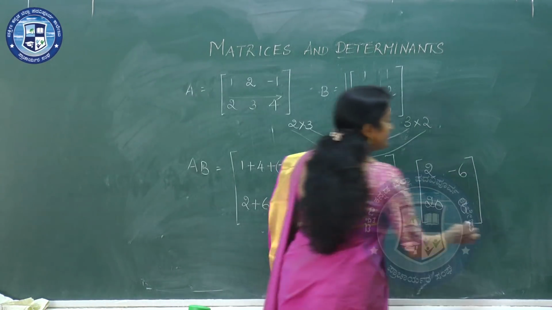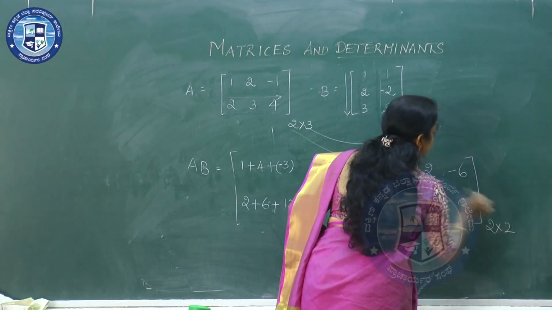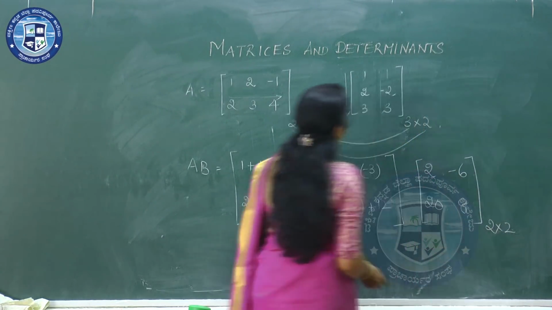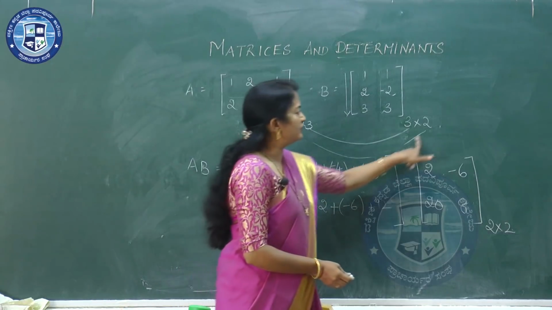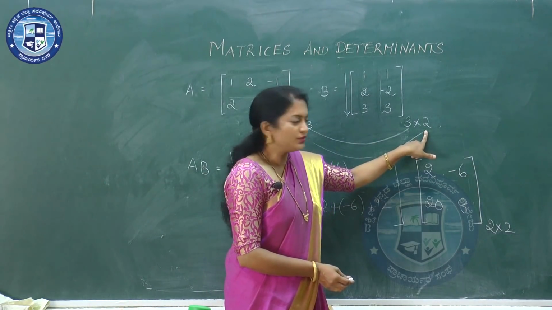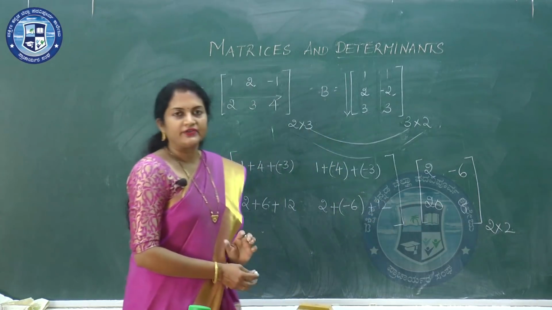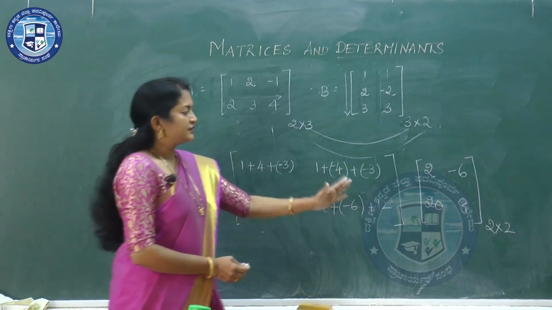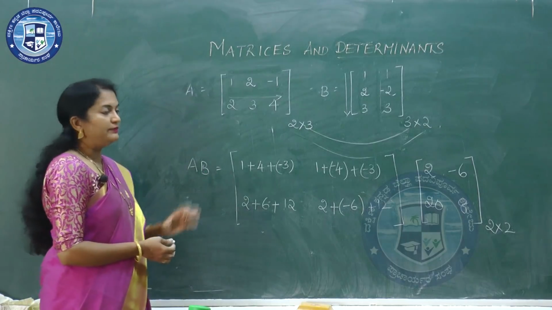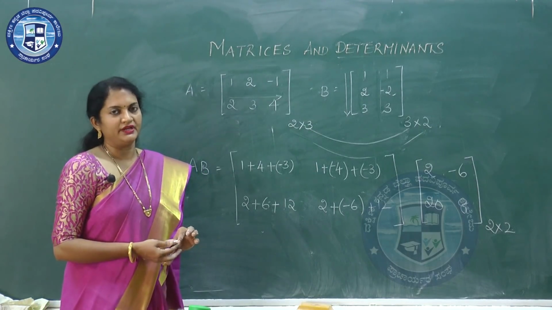Now what is the order of this one? 2 rows, 2 columns, 2 by 2 you have got, as I told. The resulting matrix will be 2 by 2. So this is the way we will be doing the matrix multiplication.